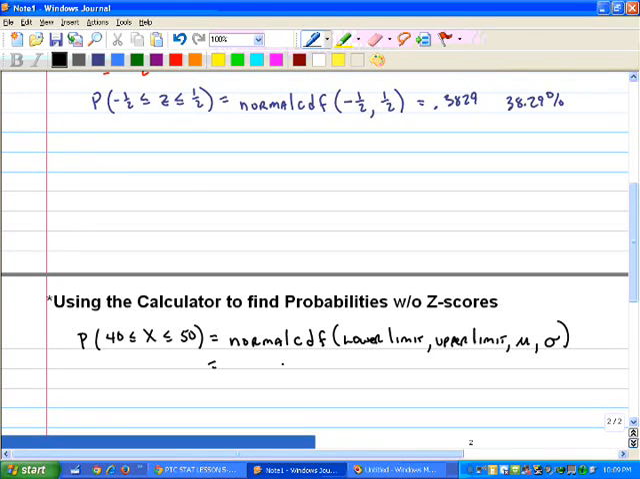So for our example above, we would do normal CDF. Our lower limit would be 40, our upper limit would be 50, our mean was 45, and our standard deviation was 10. On the calculator, we should get the same answer as we did a second ago. And we do: 0.3829, or 38.29%.